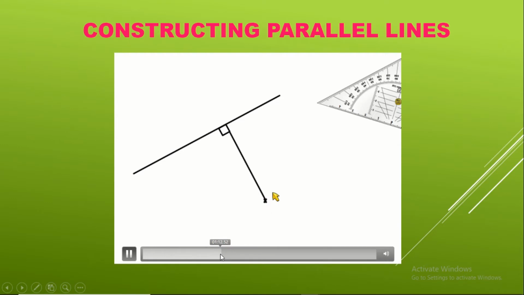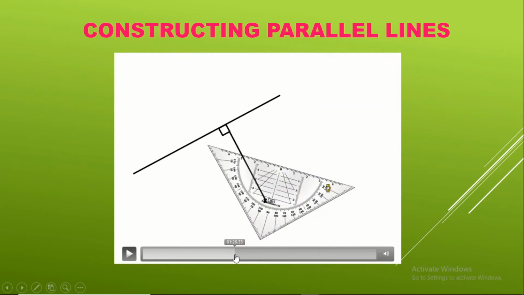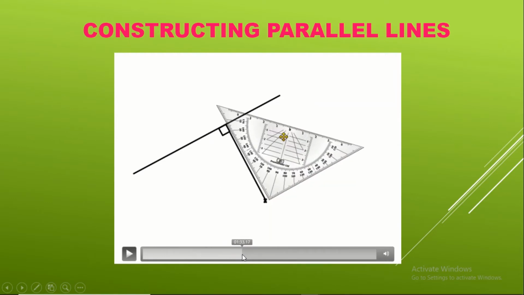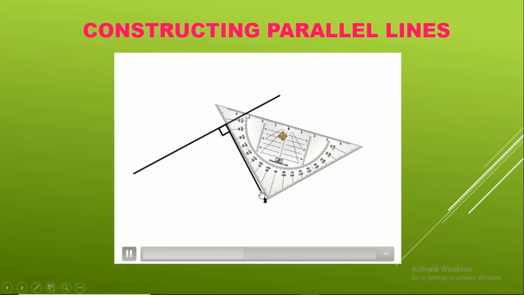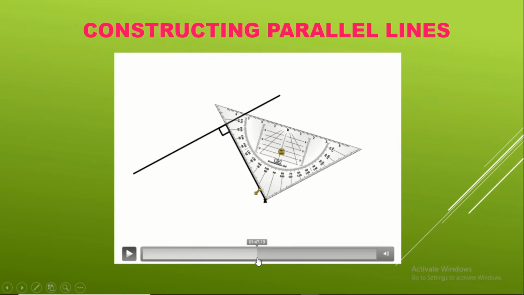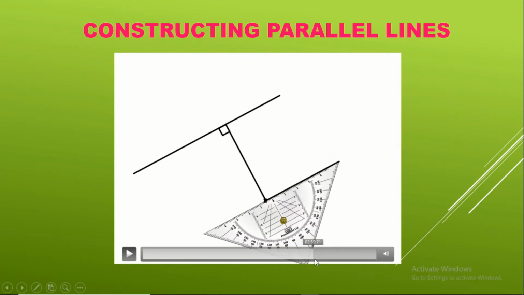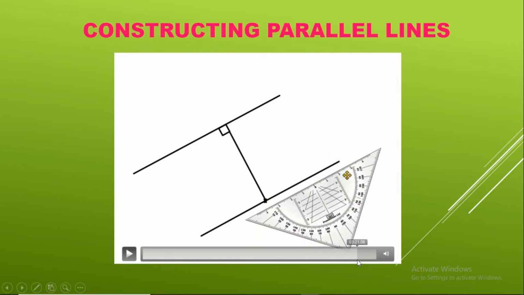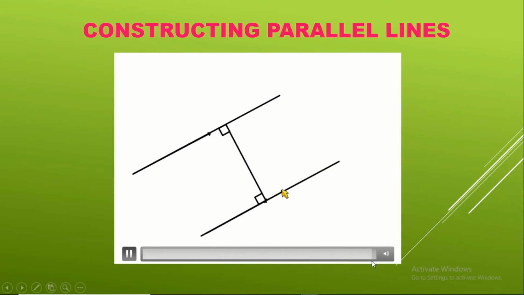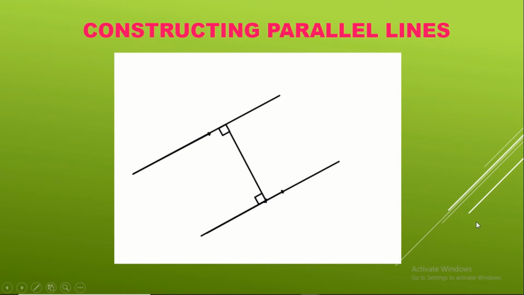Now we get the set square again, we put it aligned to this perpendicular. It should be exactly aligned to the perpendicular. We move it a little, and as you see, the 90 degrees for the set square should be exactly at the given point. Now we can draw our perpendicular. Here we get, as you see, two parallel lines. The arrow symbol is for the two parallel lines.